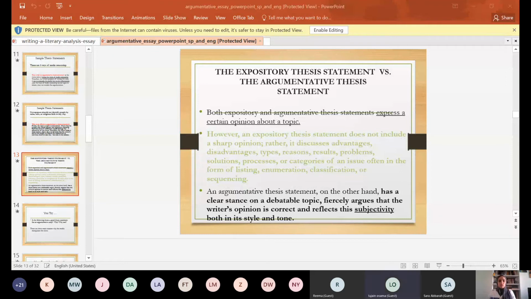Expository doesn't include a sharp opinion, but it discusses the advantages and the disadvantages and the types and the reasons and the results. It talks about everything. But the argumentative, I should argue. I should have a clear stance on a debatable topic. Do we understand this?